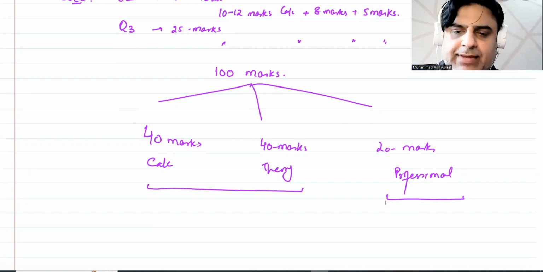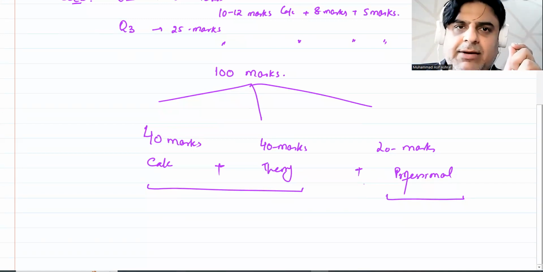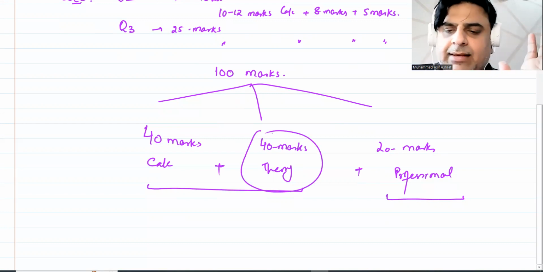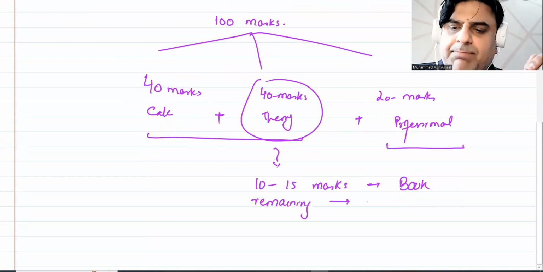So first of all, it is the bifurcation of the paper. But now let me clear one thing. Out of this 40 marks theory, I think only 10 to 15 marks theory will be from the book. That's it. The remaining theory will be purely application.